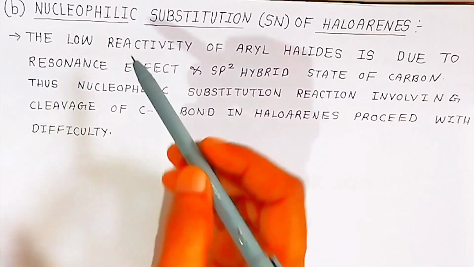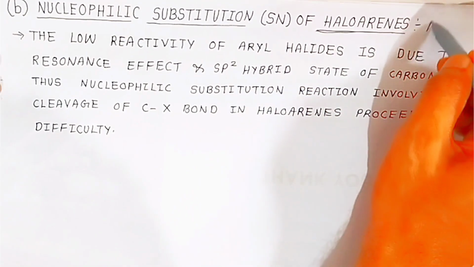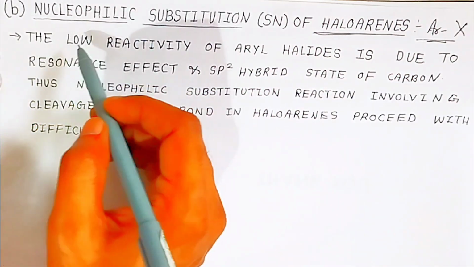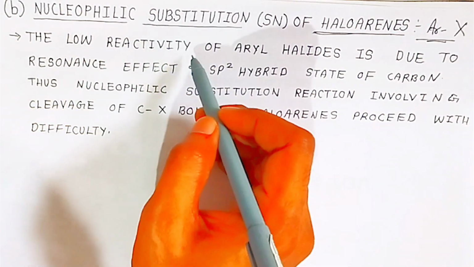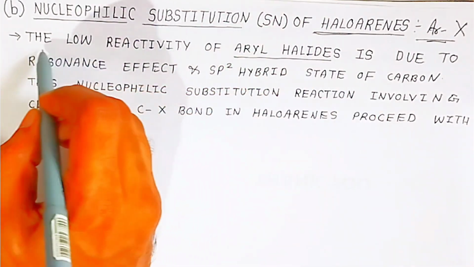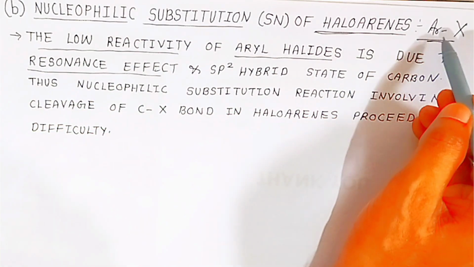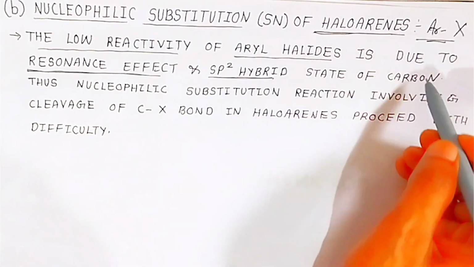Now, students, we are going to see nucleophilic substitution of haloarenes. Haloarenes are also called aryl halides. Understanding, students? Now, if you want to do the nucleophilic substitution of aryl halide, the low reactivity of aryl halide means it is going to react very slowly. This is due to the resonance effect. Why does this aryl halide react very slowly? Because of the resonance effect and the sp2 hybridized state of carbon.